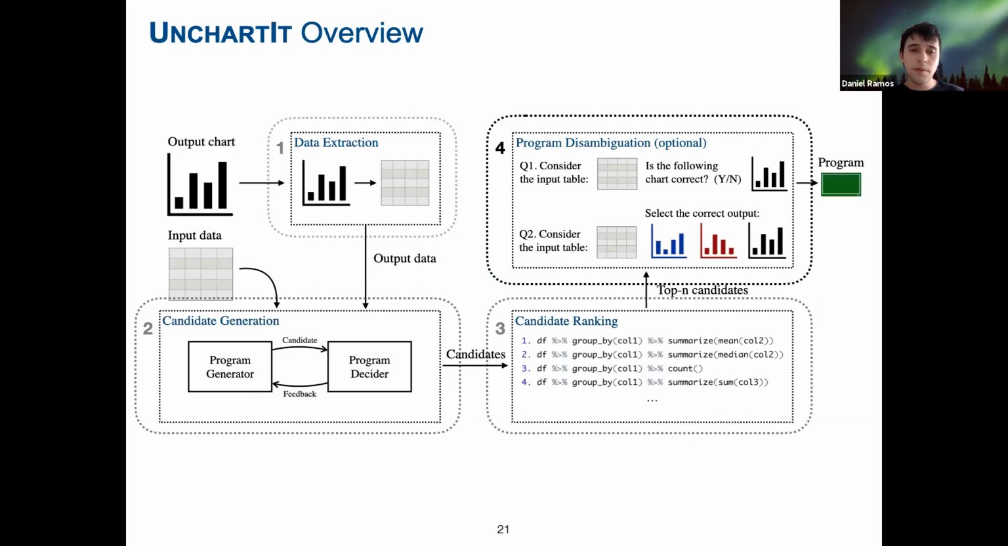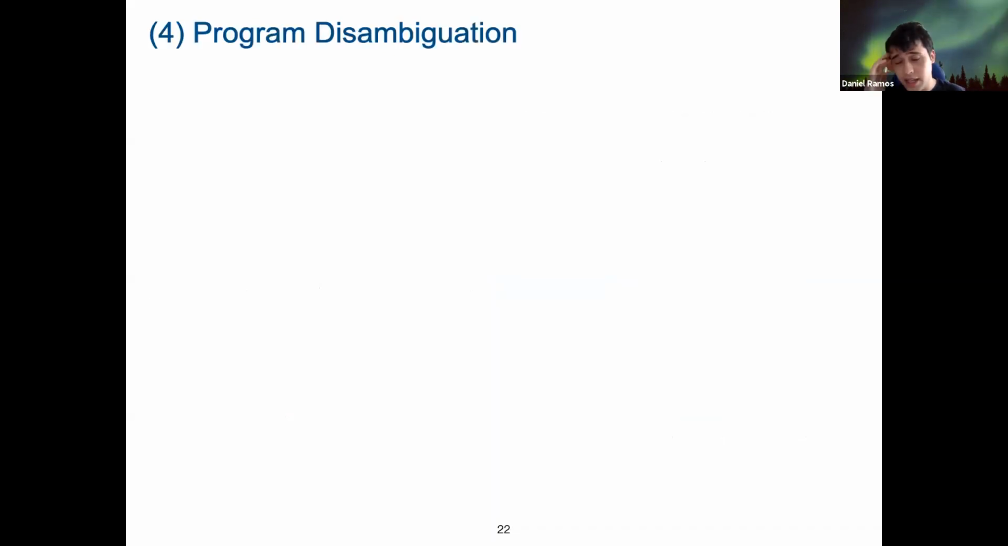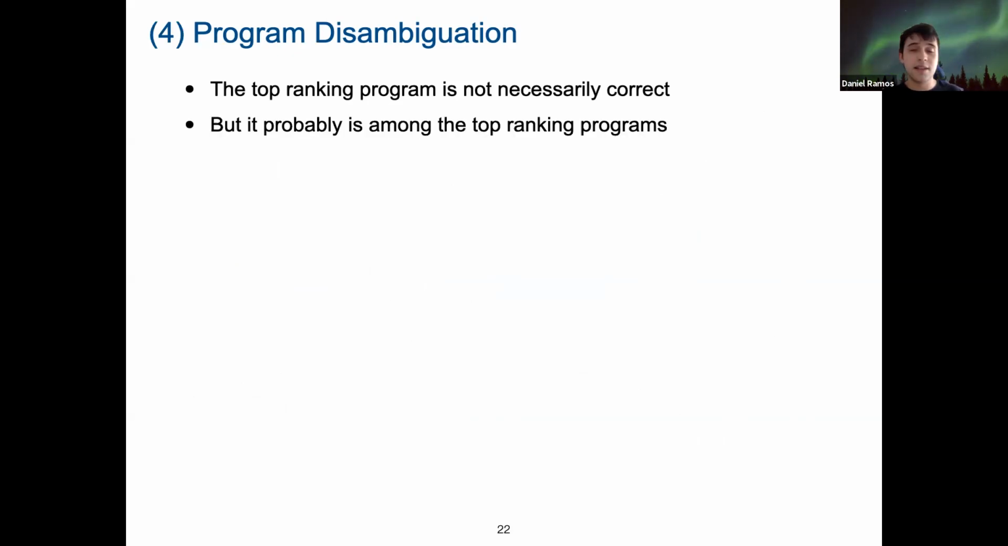Okay, so finally we reach the 4th component of UNCHARTIT's pipeline, which is the program disambiguation. And in the program disambiguation, what we want to do is to distinguish the best candidate programs that we got from the previous step. And we do this because the top ranking program is not necessarily correct, but it is very likely that it ranks on top ranking programs.